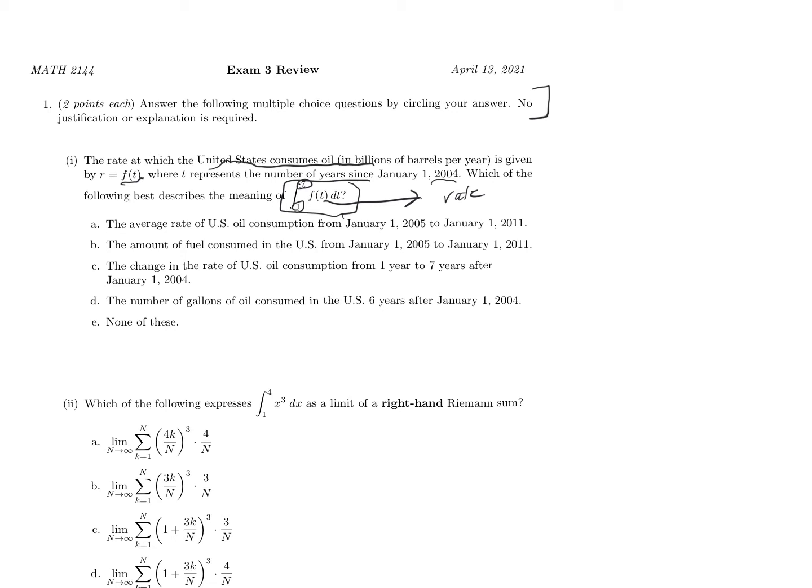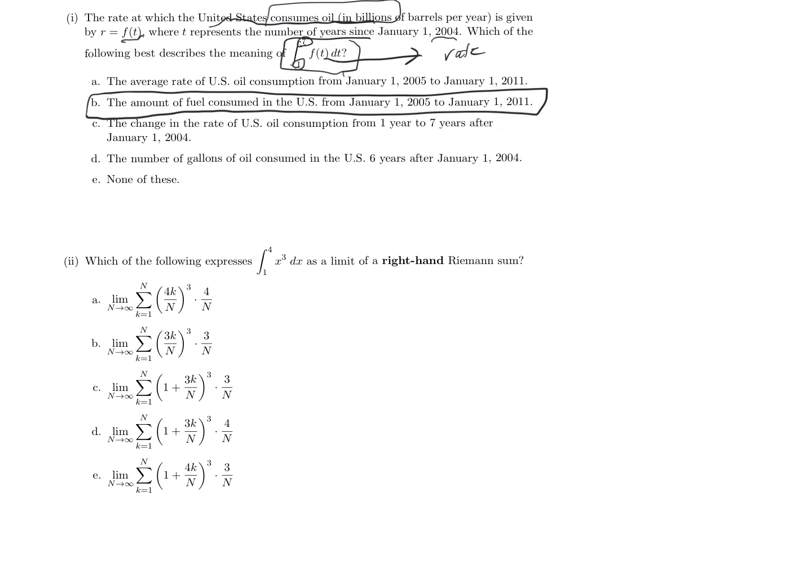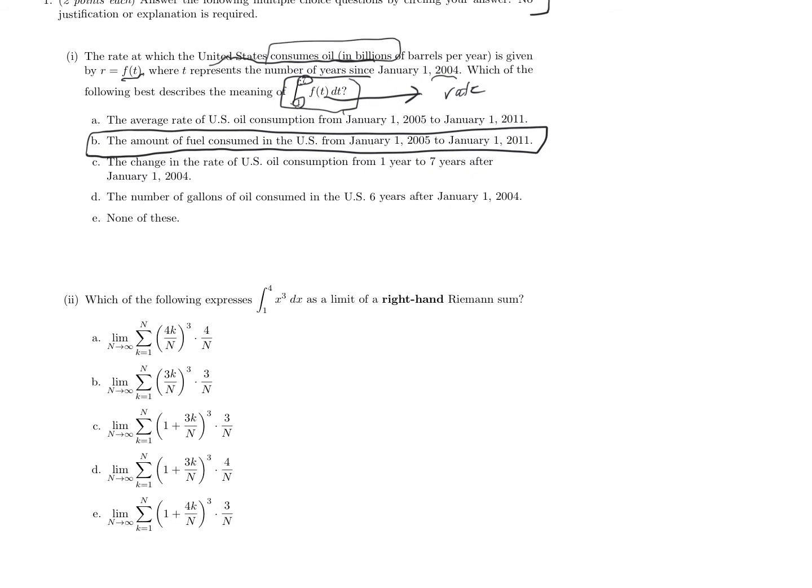Okay. Yeah, so integrals are like an accumulation of stuff, and we're accumulating the rate that we're consuming the oil from the years 2005 to 2011, and that is exactly what B says. The amount of fuel consumed in the U.S. from January 1st, 2005 to January 1st, 2011. Moving on, let's look at part 2 of problem 1.